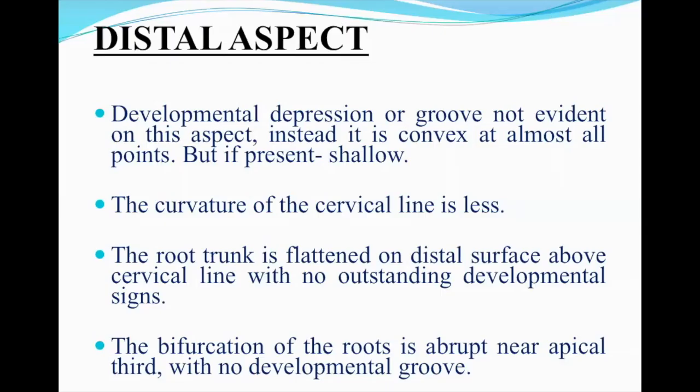From distal aspect, developmental depression or groove not evident on this aspect. Instead, it is convex at almost all points, but if present, it is shallow. The curvature of cervical line is less. Root trunk is flattened on distal surface above the cervical line with no outstanding developmental signs. Bifurcation of root is abrupt near apical third with no developmental groove.